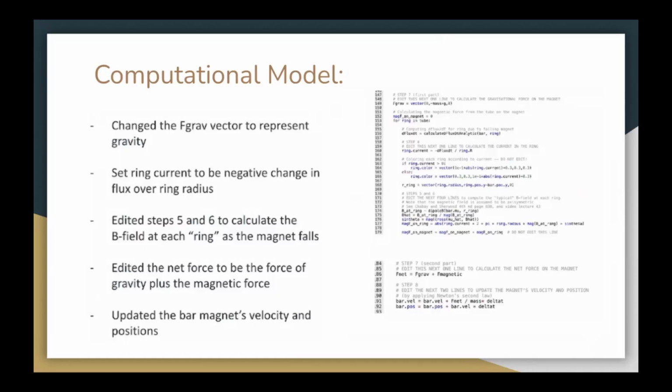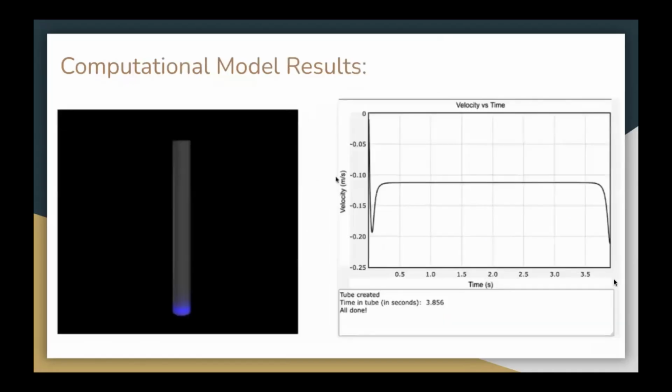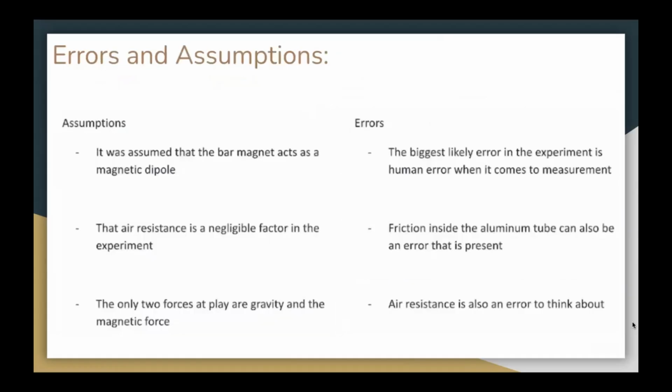I edited steps 5 and 6 to calculate the B field in each ring as the magnet falls, and then I edited the net force to be the force of gravity plus the magnetic force, and updated the bar magnet's velocity and positions. And you can see all this in my code in the pictures to the right of my words. Now, here are the results of my model. Here's the graph and the picture. As you can see down here, time in seconds, 3.856.